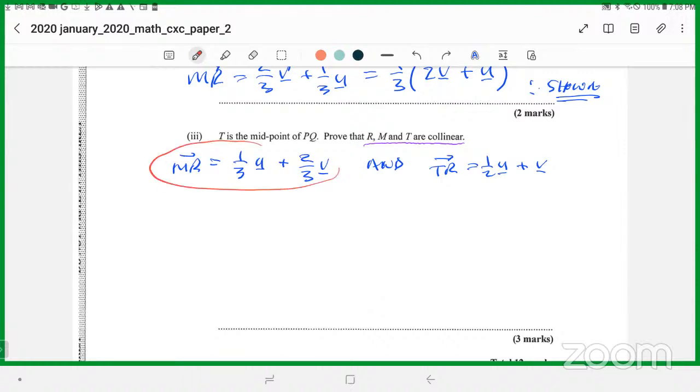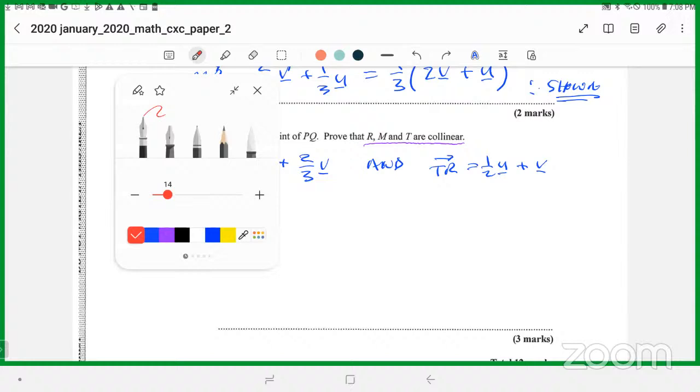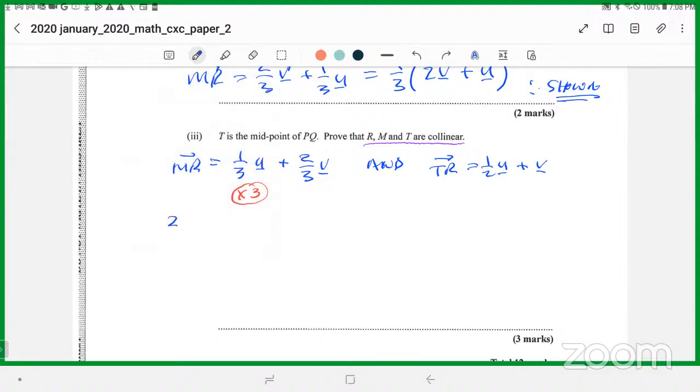How do we do this with this vector equation to get rid of the fractions? Multiply by 3, the lowest common multiple of the denominator, right? Which is a 3. So multiply by 3. This fraction will be gone and that will be gone. Remember to multiply over this by 3 as well. So we're going to get 3MR equals, multiply this by 3, you get u. Multiply this by 3, you get 2v.